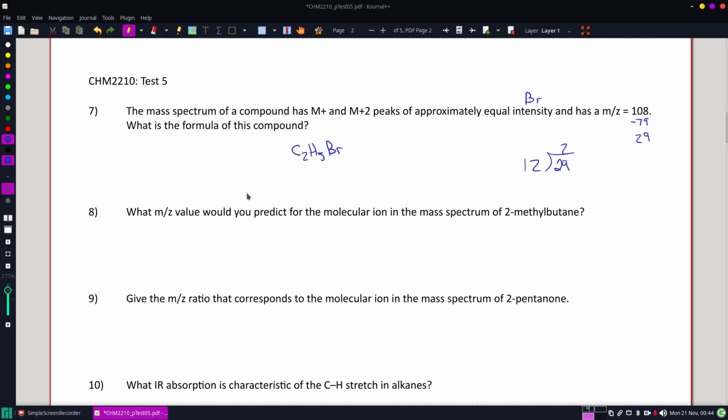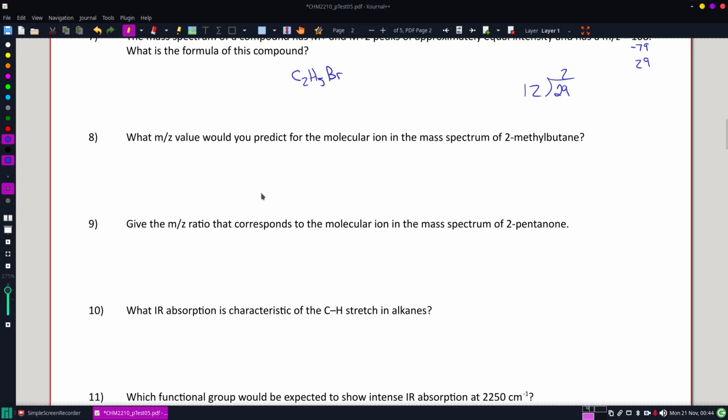Alright, what is the mass charge value you expect for 2-methylbutane? 2-methylbutane is going to have 5 carbons, and 1, 2, 3, 4, 5, 6, 7, 8, 9, 10, 11, 12 hydrogens. So it's going to have a mass of 72.